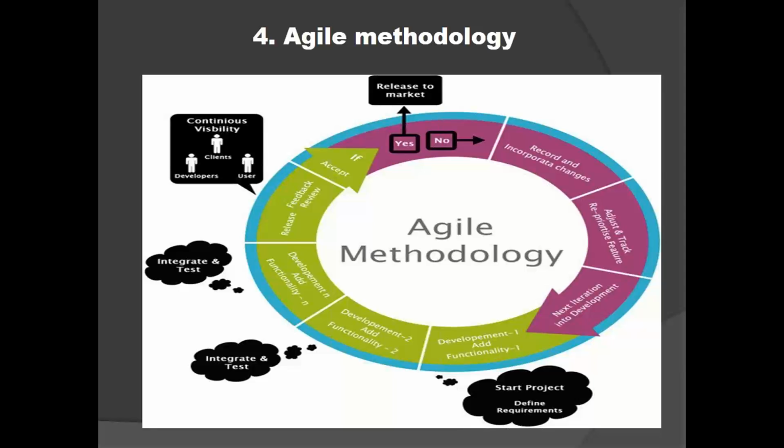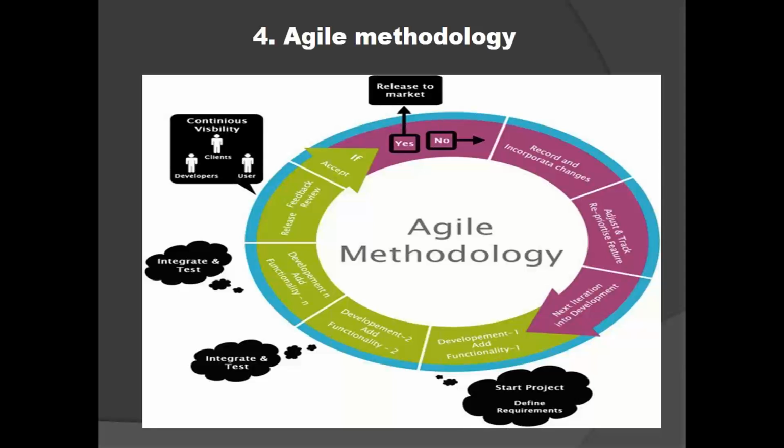The three pillars for empirical process are inspect, adapt, and transparency. So these are some terminologies. Coming to iterative, I explained already: iterative is nothing but repetition. And incremental means developing the project in smaller portions.